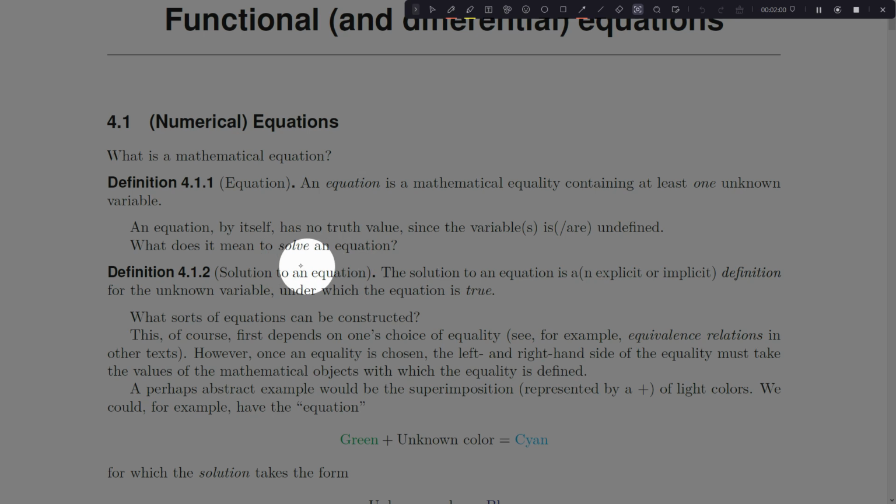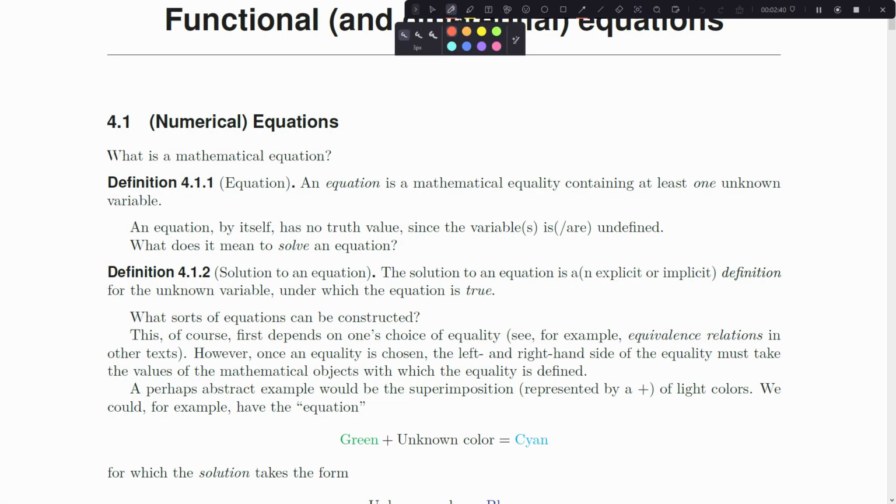But to solve an equation is for me to add an extra idea or an extra definition. If I provide an explicit or implicit definition into my equation, and that definition makes the equation true, then I've solved the equation. So a solution to any given equation is a definition. Right, so a solution to an equation is a definition of the variable. And that definition in particular makes the statement of the equation a true statement. So let's take a quick example here at the bottom.